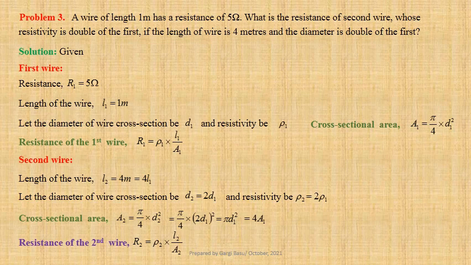Resistance of the second wire R2 equals 2 times rho 1 into 4 times L1 divided by 4 times A1, that is equal to 2 times R1. Given R1 equals 5 ohm, therefore R2 equals 2 into 5, that is equal to 10 ohm.